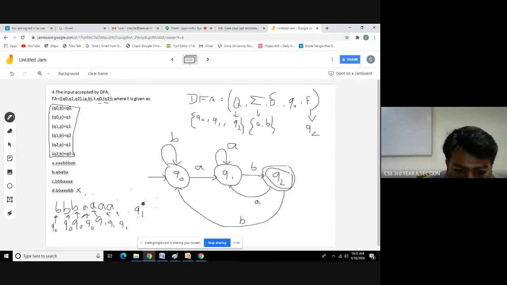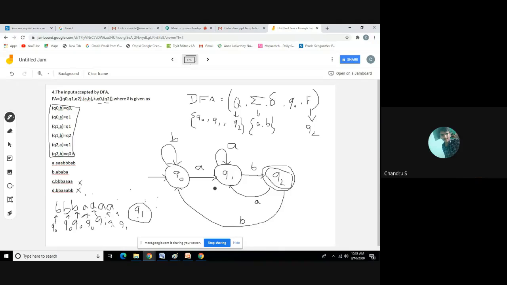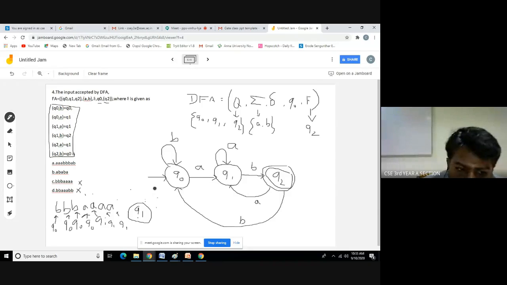So this Q1 state is not my accepting state. This is a non-accepting state. So this string is also not accepted by my finite automata. Okay. Is everyone clear about this? Students, can everyone understand? Okay. So what is the next option? ABABA. Okay. So now I will check that one.